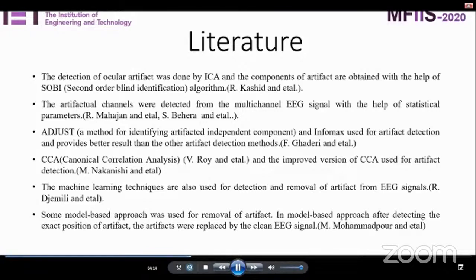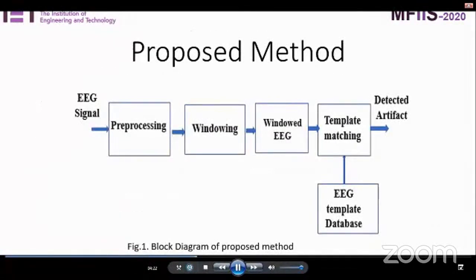Now for this proposed work, we have used the template matching algorithm for detection of artifacts. This is the block diagram of the proposed method, and the description of each block is given in the following slides. First we go for pre-processing, then windowing, then windowed EEG, then template matching, then EEG template, then detected artifact. Before this, the EEG template database should be created. How the EEG template database is created is discussed later.